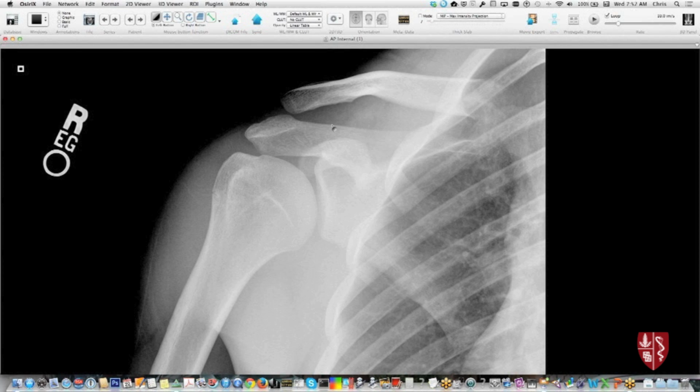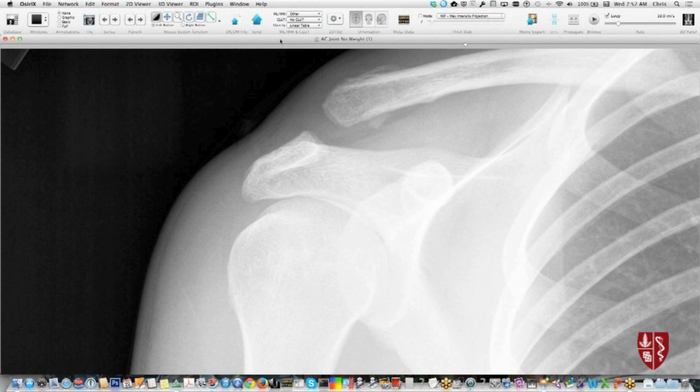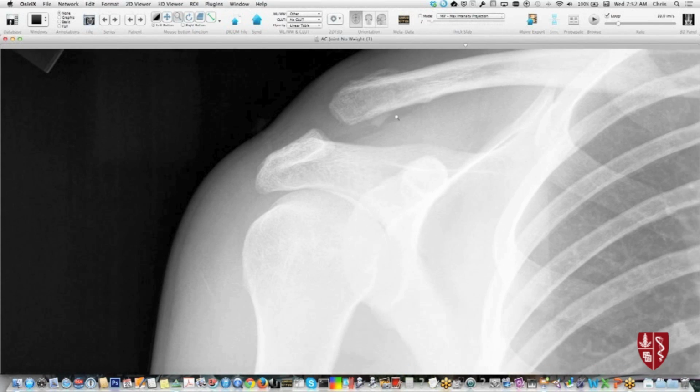Now, what happens in this patient is there's a little bit of malalignment when they get the other glenohumeral view. So there is some offset there, and that can indicate a low-grade sprain of the AC joint. This patient had the injury, and then they came back a few weeks later and had these follow-up radiographs.